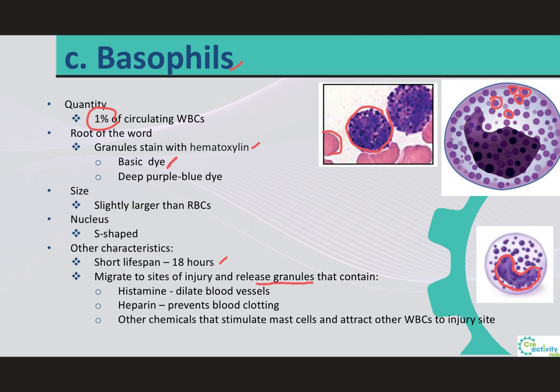Now, the granules will contain histamine, which is important for blood vessel dilation. It will also contain heparin, which is a compound that's important for preventing blood clots. And the release of these chemicals will increase the inflammation response at the injury site by increasing the capillary and the venule permeability. Now, basophils will also release certain chemicals that will stimulate mast cells and also attract basophils and other white blood cells to the area. So they all will work together to attract other cells to the injury site.